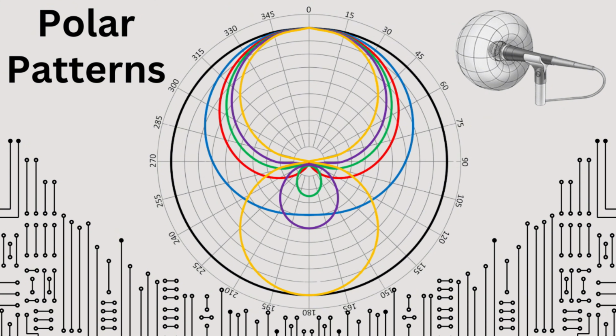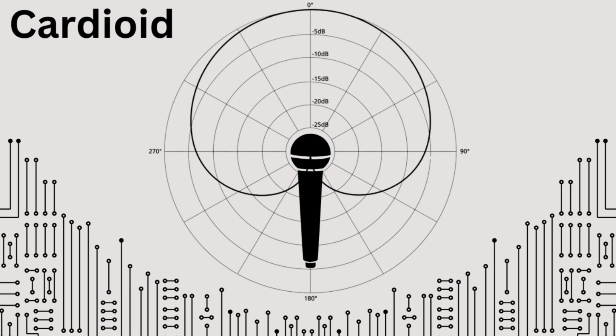The next thing that we're going to talk about are polar patterns, or a polar plot. A polar plot is a graph with a 360-degree view that represents a microphone's ability to capture sound, with 0 degrees being at the very front of the microphone. The first polar pattern we're going to talk about is cardioid.